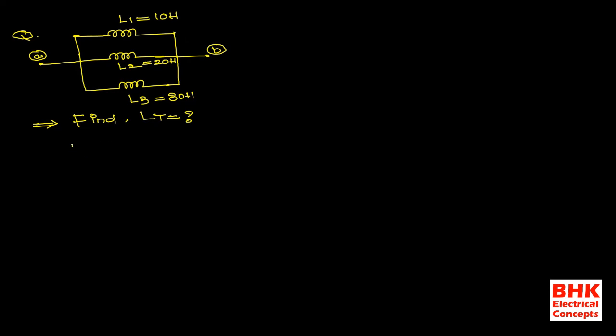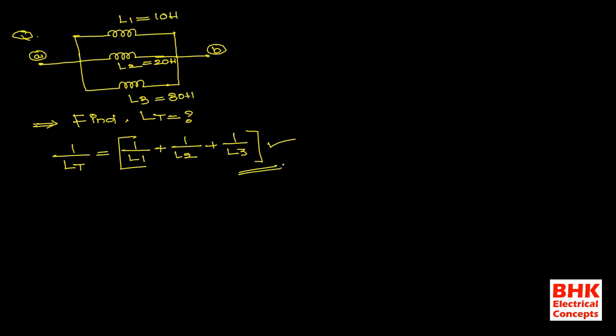Reciprocal means 1 divided by total inductance is equal to 1 divided by L1 plus 1 divided by L2 plus 1 divided by L3. So by substituting all these values, taking the LCM and simplifying, you will get the value of the total inductance with the help of this formula. So this procedure is correct.